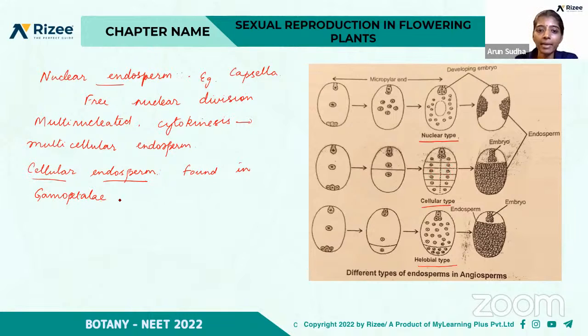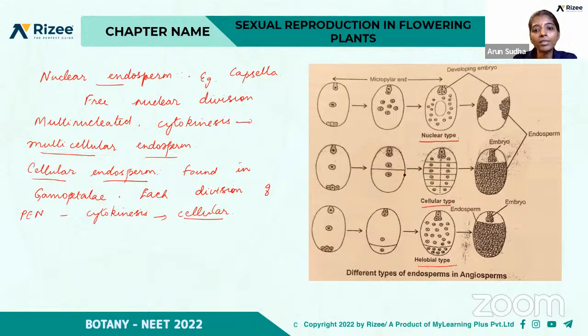So it is found in gametopetale, and each division of primary endosperm nucleus, EN, is followed by cytokinesis. So it forms the cellular endosperm. Right. So even from the beginning, the multicellular endosperm will be present only at maturity. So here from the beginning, there will be the presence of cellular endosperm. That is, after the nuclear division, it is followed by cytokinesis. So that is cellular endosperm.